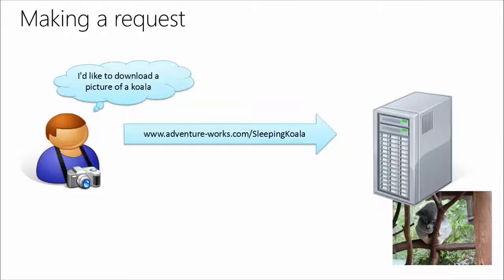So let's take a look then at our little example here, and let's say that we're setting up a little photo sharing app. So we've got a little guy here. There's our little photographer enthusiast. See, you'll notice he's got a camera. He says, I'd like to download a picture of a koala. So he goes to adventureworks.com/ and then in this case, sleeping koala. And that's going to send off the little picture of the koala. I did, in fact, take that picture.